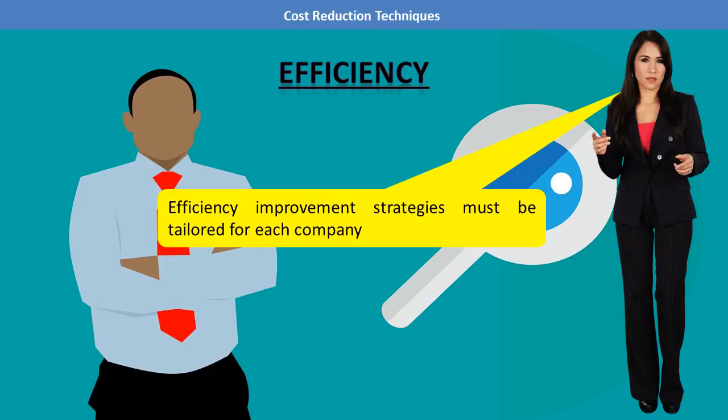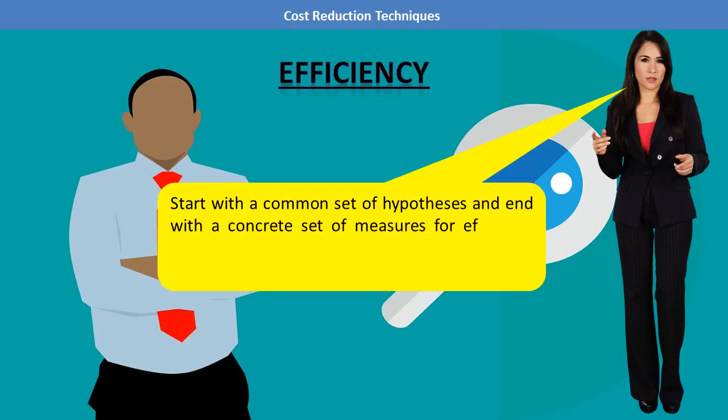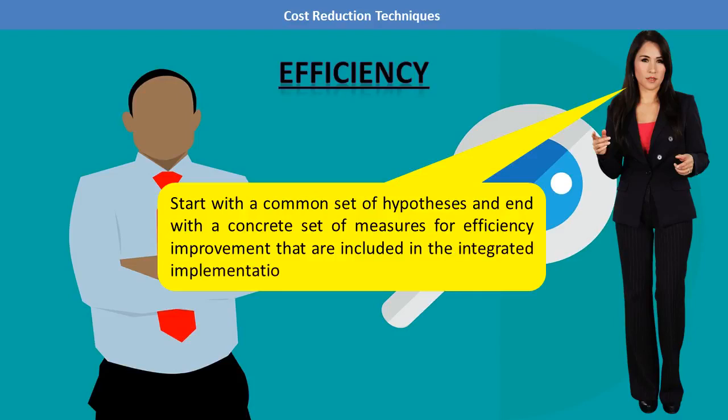Every project aimed at improving the efficiency should start with a common set of hypotheses and end with a concrete set of measures for efficiency improvement that are included in the integrated implementation plan.